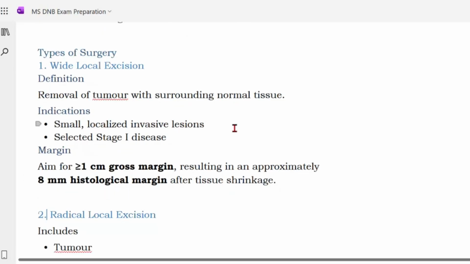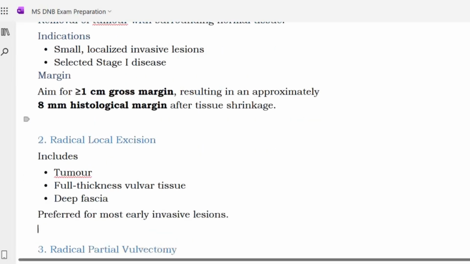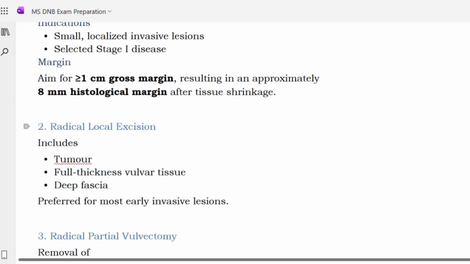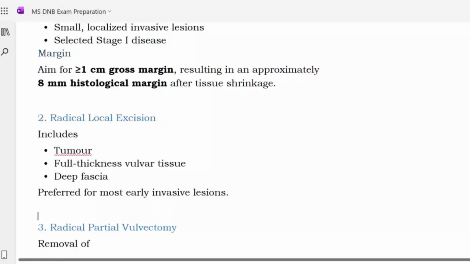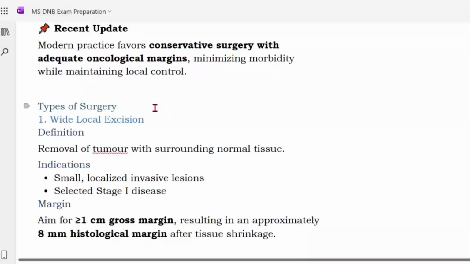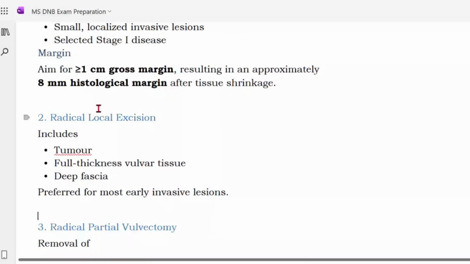Okay, second operation is a radical local excision. What does radical local excision include? It includes the removal of the tumor, full thickness vulvar tissue and deep fascia. It is preferred for early invasive lesions. So if it is 1B, then onwards you may go for radical local excision. For 1A disease, you will go for wide local excision. There is a difference between the wide local excision and radical local excision. Here also the tumor is removed, here also adequate margin is removed, but the depth differs: up to the full thickness and including the deep fascia. This is the radical local excision.